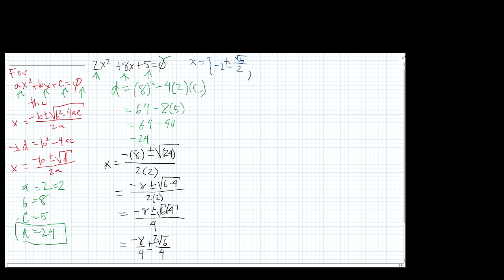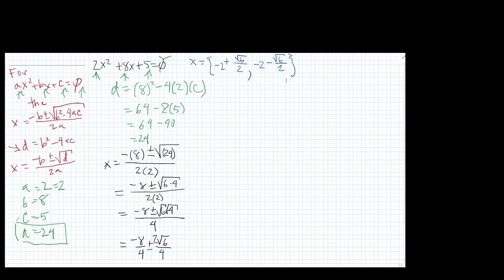Oh, how about instead of putting the plus or minus, we take off this minus and add it as a second solution. That's a better way to illustrate what the solution is for beginners. So minus 2 minus square root of 6 over 2 is the second solution.